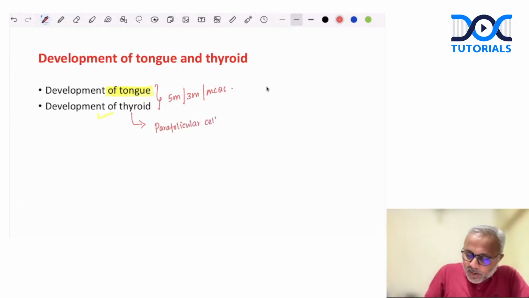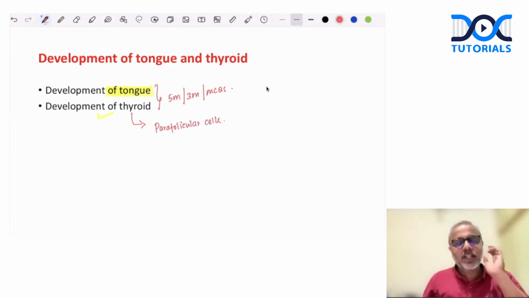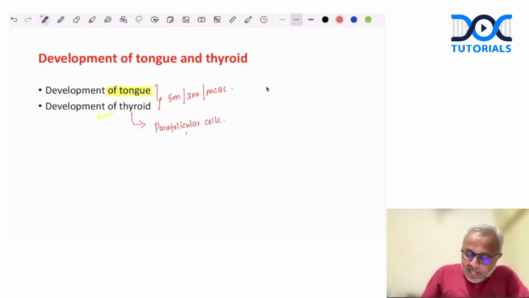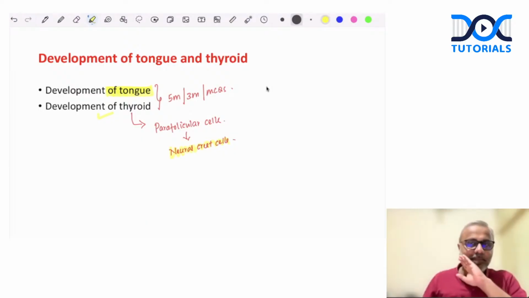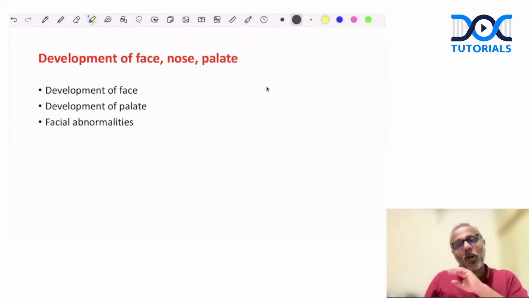The entire thyroid is a derivative of endoderm, via the thyroglossal duct. But parafollicular cells, remember, are derivatives of the neural crest cells. And as an evaluator, this is what we look for. Any evaluator would look for whether you have written the development of the parafollicular cells along with the thyroid.